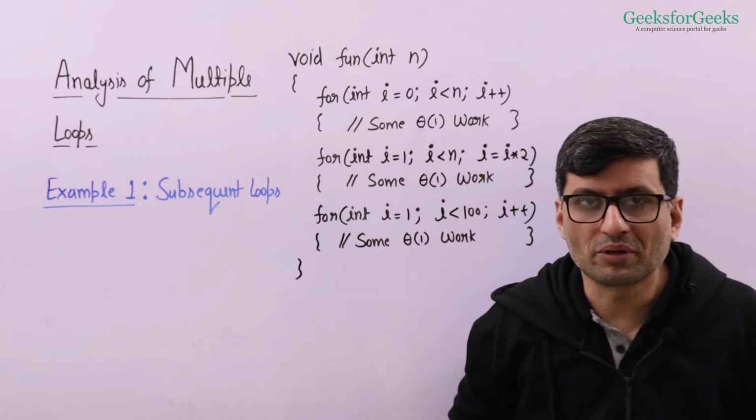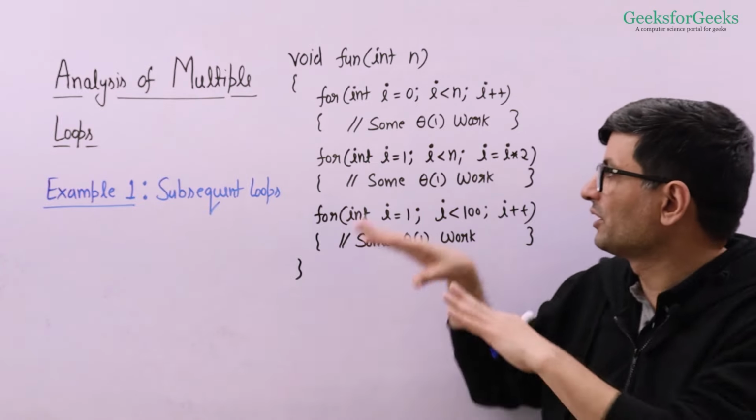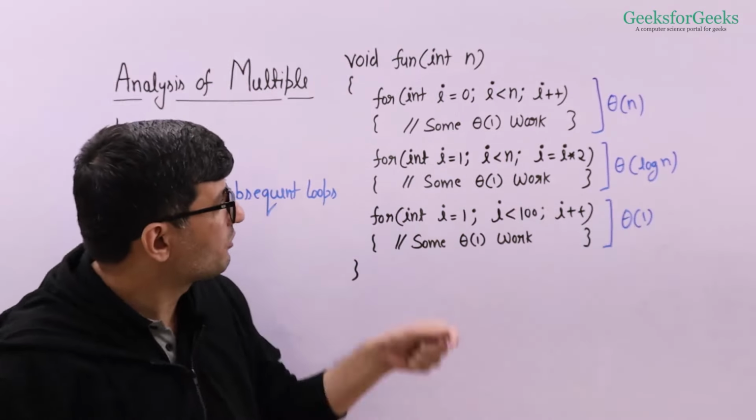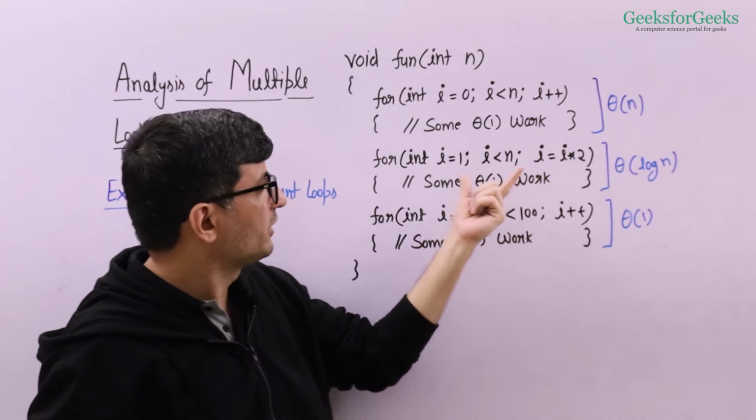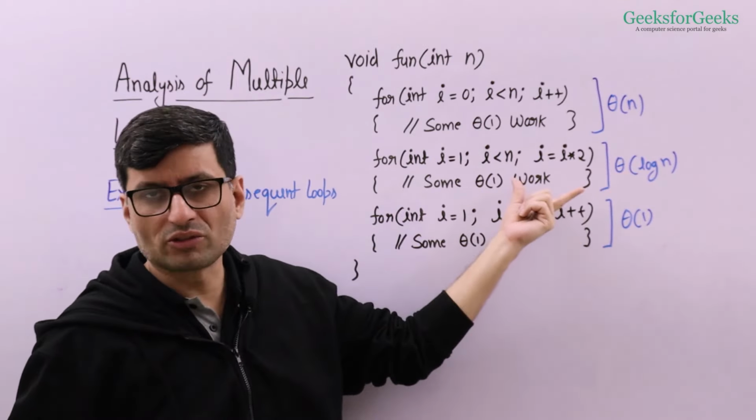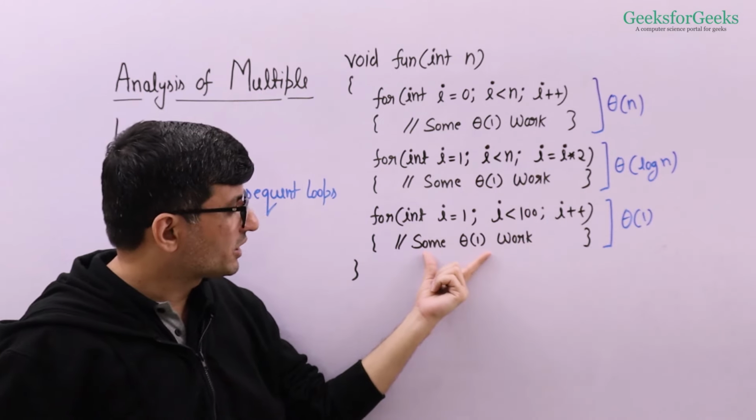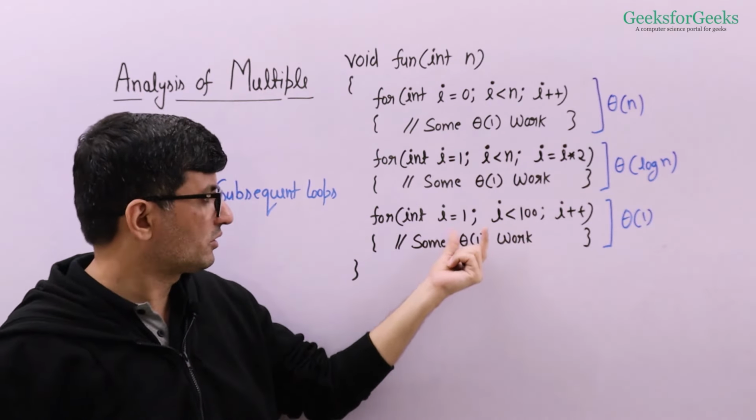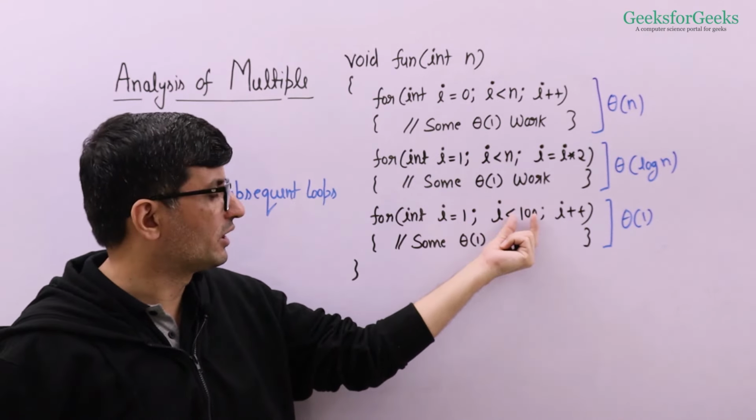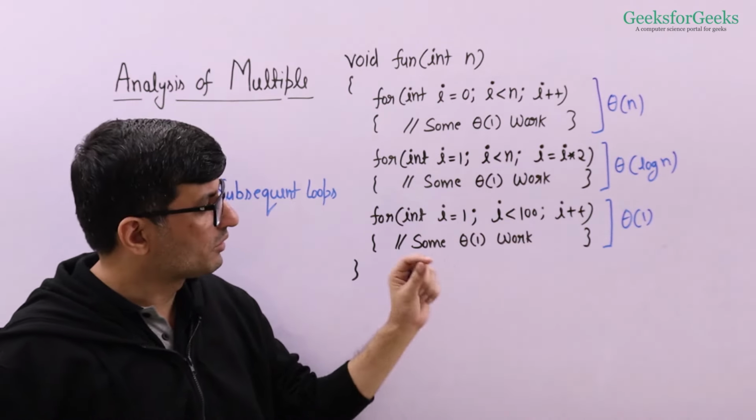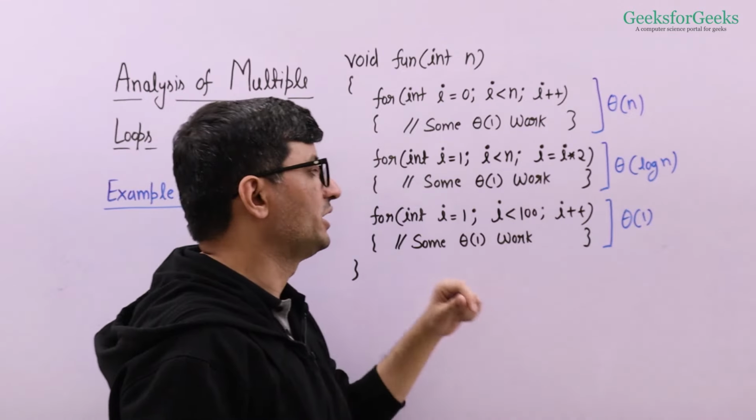Please pause this video and try to guess the time complexity of this whole function. The time complexity of the first loop is theta n. We have discussed such loops. It is theta log n. We have discussed such loops also. And the time complexity of the third loop is constant, because the number of times it runs is not dependent upon n. It's a constant value. It's going to run 99 times, which is a constant value. So we say theta 1.